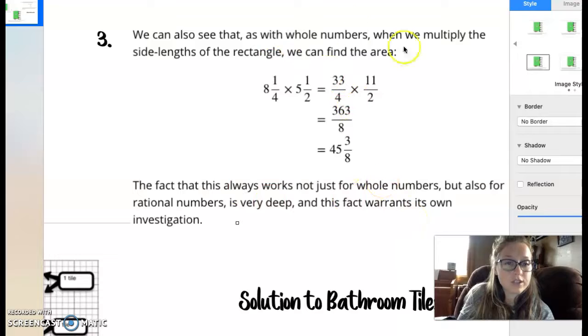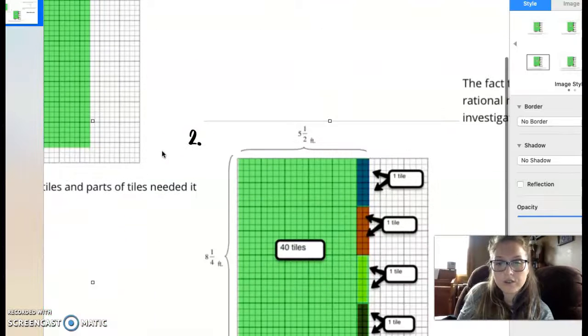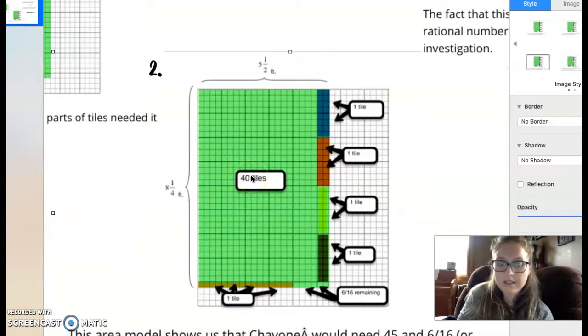You could have used just the math equation, or you could have used the picture. But this is the solution. So as soon as you turn in your assignment, this is what I will send you back. Great job.